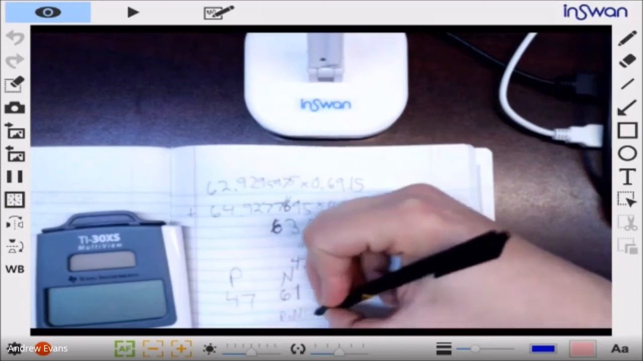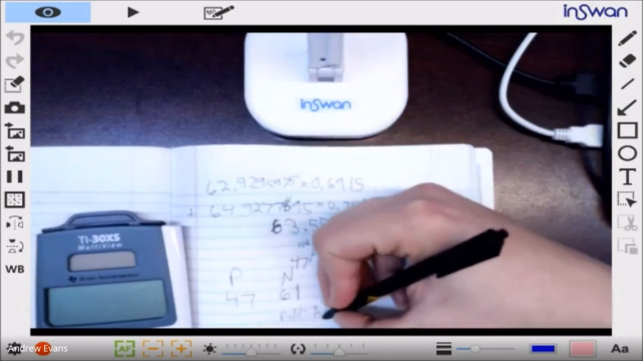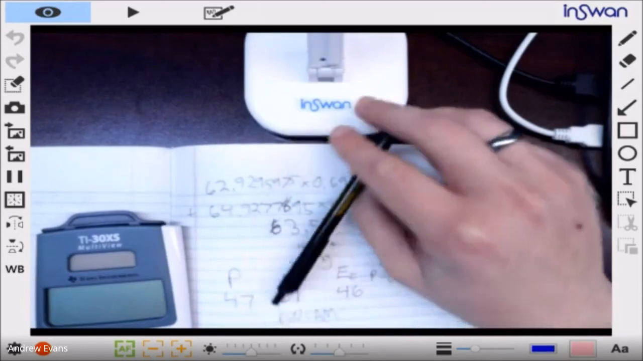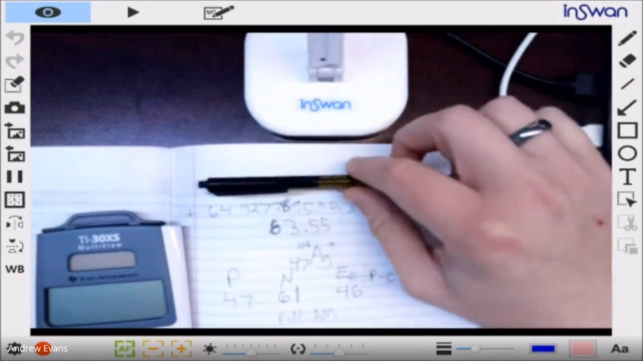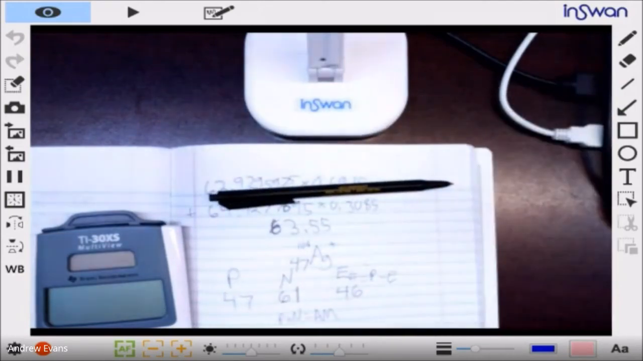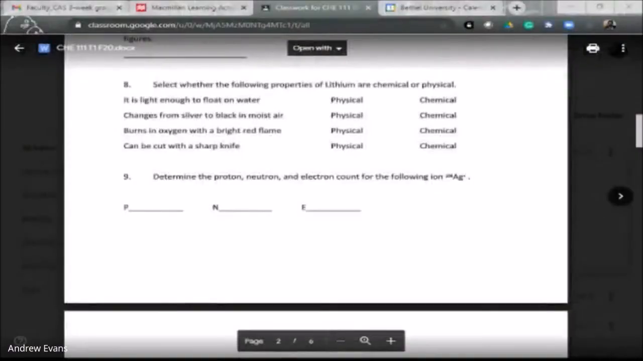Neutron. Protons plus the neutrons give us the atomic mass. Protons minus electrons give us the charge number. So 47, 61, 46. Be able to do that with ease. That should be easy points.